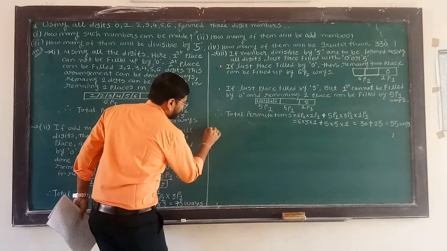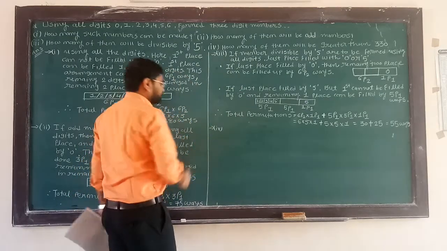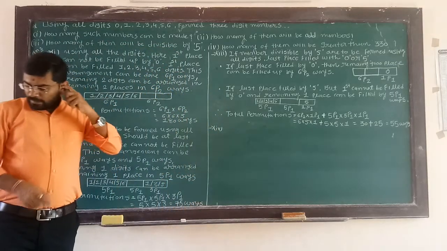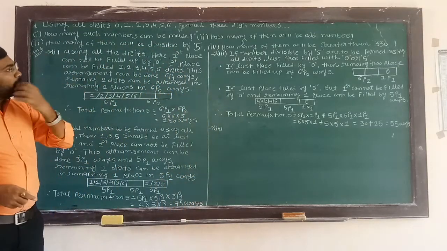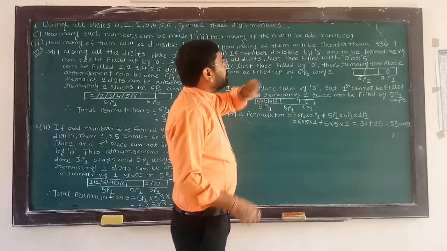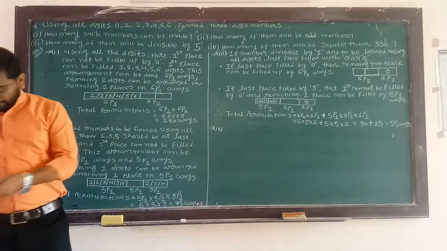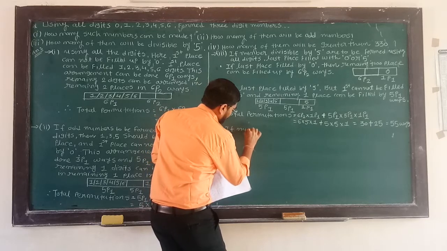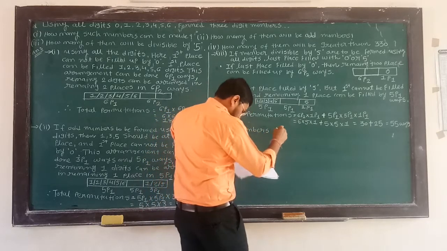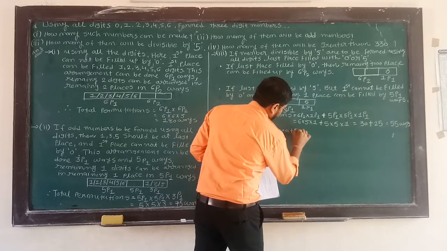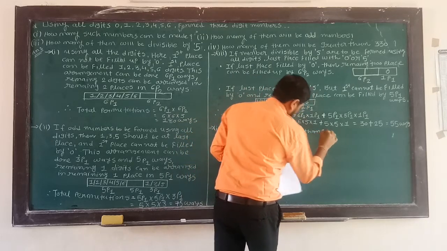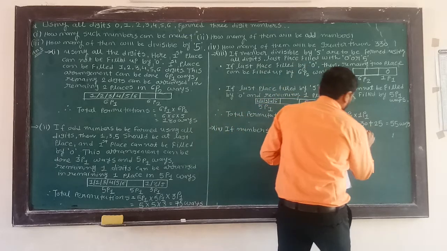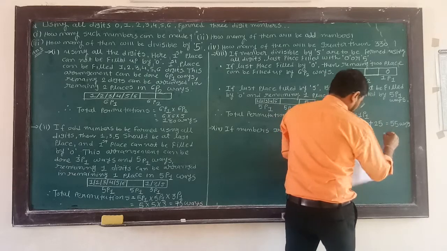After that, option number 4. See the students, in option number 4 also there are two options, because how many of them will be greater than 330? First of all we write, if numbers greater than 330 are to be formed.